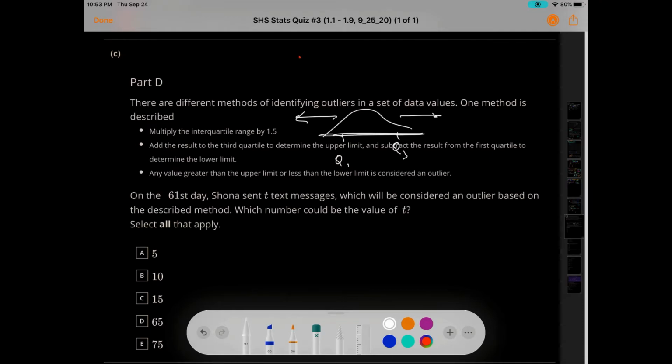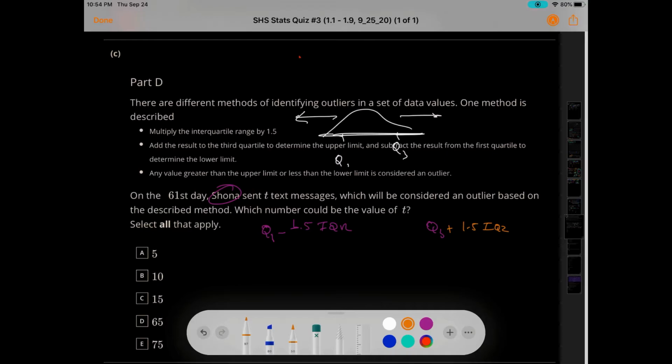It says on the 61st day, Shona sent T text messages, which would be considered an outlier based on the described method. Which number could be the value of T? So for Shona, I want to know, based on what we just read above, the formula: Q1 minus 1.5 IQR and Q3 plus 1.5 IQR.